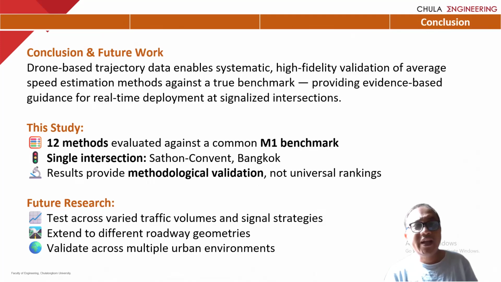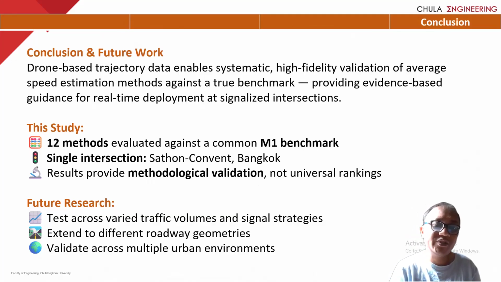Here is the conclusion and future works. The drone-based trajectory enables systematic high-fidelity data for average speed estimation. We have a benchmark to compare with. We can deploy it in real time at signalized intersections. In total, 12 variants of 4 categories of average speed estimation methods, with one M1 benchmark method, are used here. A single intersection, Sathon Convent of Bangkok, is used for the case study here.